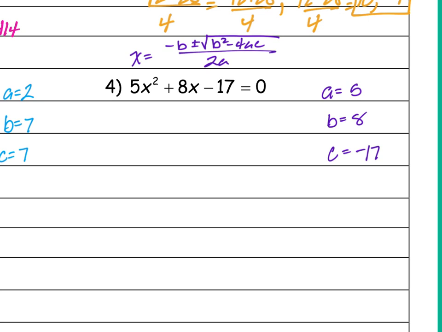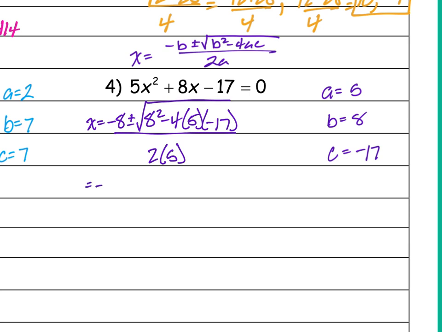So I've got x is going to equal minus b plus or minus the square root of b squared, which is 8 squared, minus 4 times a, which is 5, times c, which is negative 17, all divided by 2 times a, which is 5. Okay, now that we've got everything plugged in, we're just going to multiply everything out, okay?